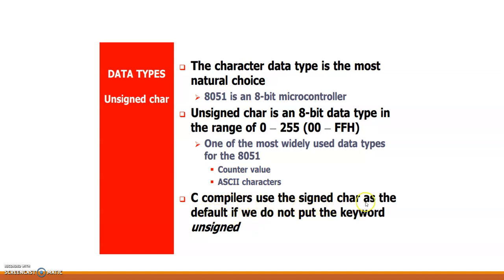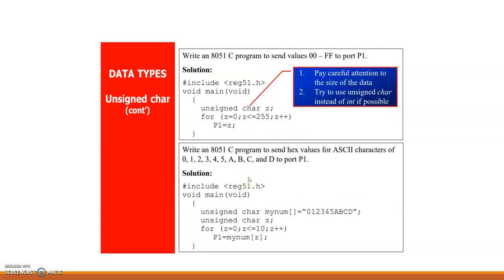The C compiler uses signed character as the default. If you want an unsigned data type, we need to use the unsigned keyword. Otherwise, if you simply write char, it will be taken as a signed character.